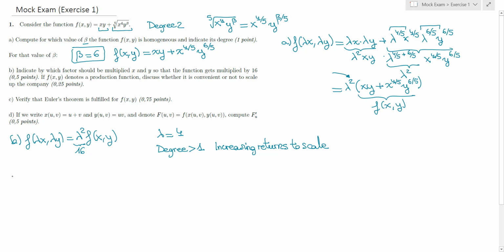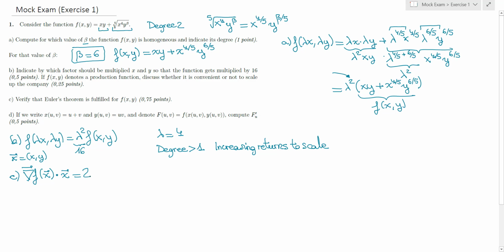Now, in paragraph number C, we have to verify that Euler's theorem is fulfilled for f. f is, of course, differentiable. Well, there could be some issue at the origin, (0, 0), but okay, we don't care about that, and it is homogeneous. So Euler's theorem is telling us that the gradient of the function at some point that we will denote by x, essentially a generic point (x, y), times the dot product with x itself should be the degree times the function.